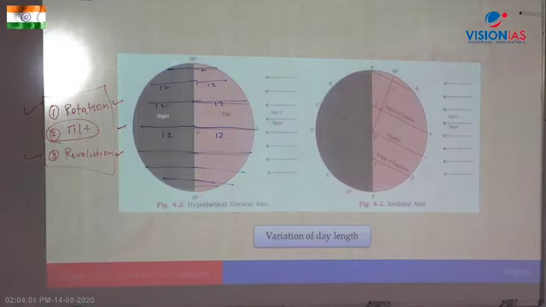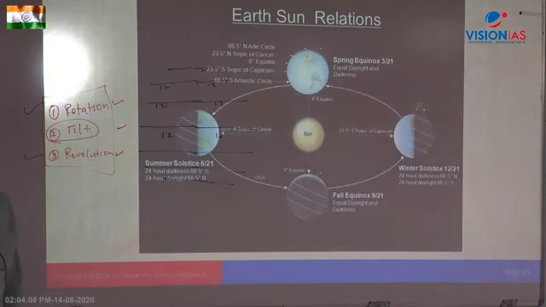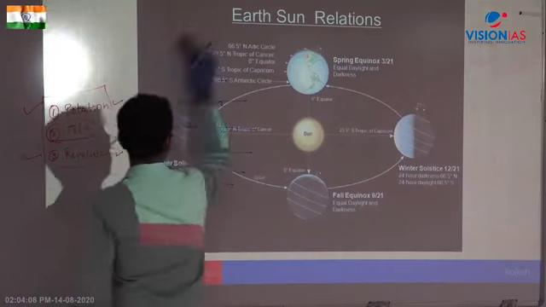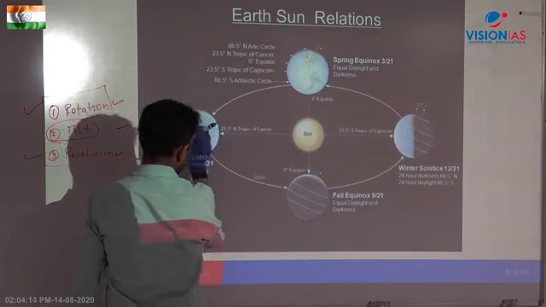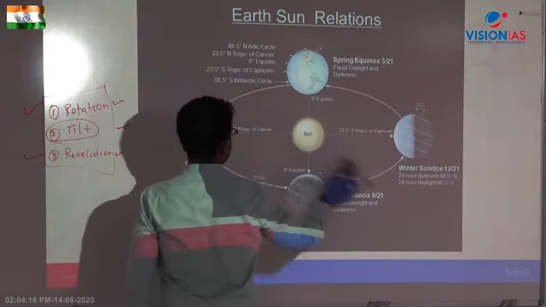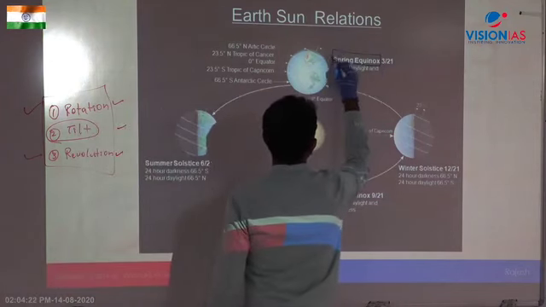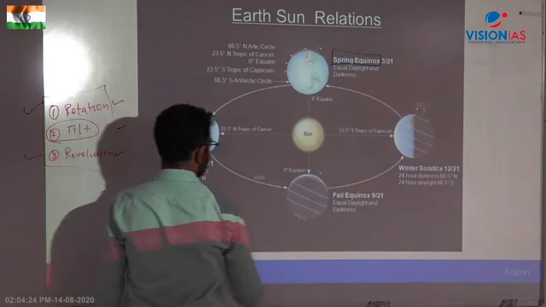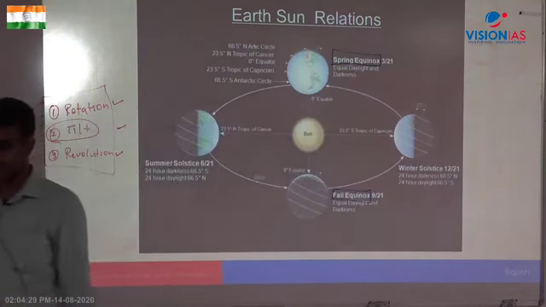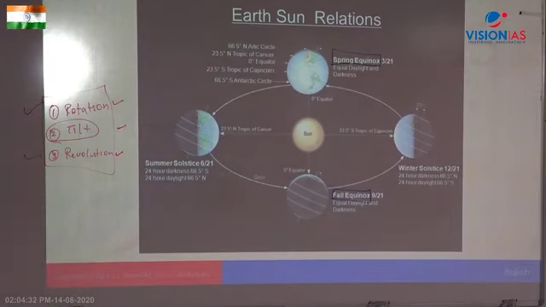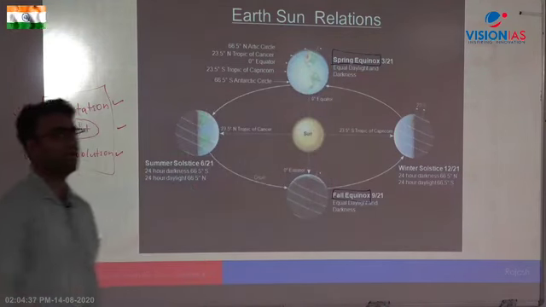equinox. So equinox position will happen twice a year. Once when it is changing from winter to summer, another when it is changing from summer to winter. When it changes from winter to summer, we call it spring equinox. When it changes from summer to winter, we call it fall equinox or autumnal equinox. So equinox is the position when all the latitudes receive equal duration of day and night.